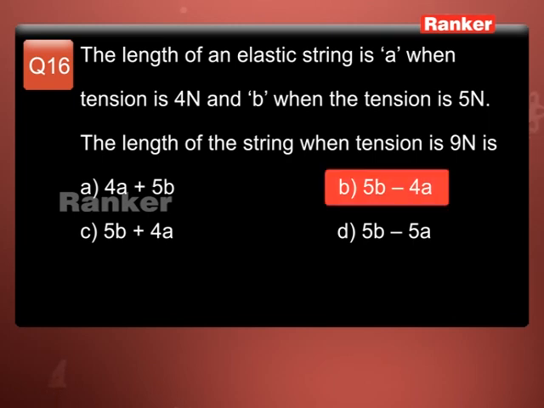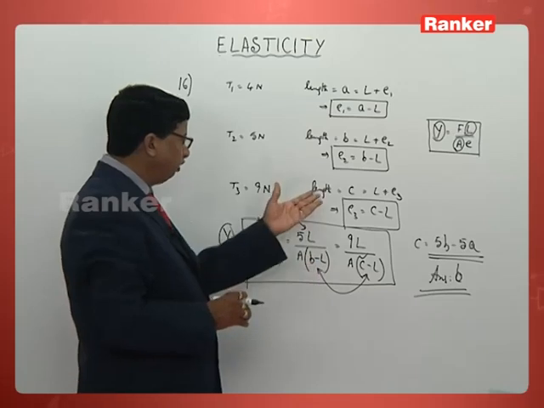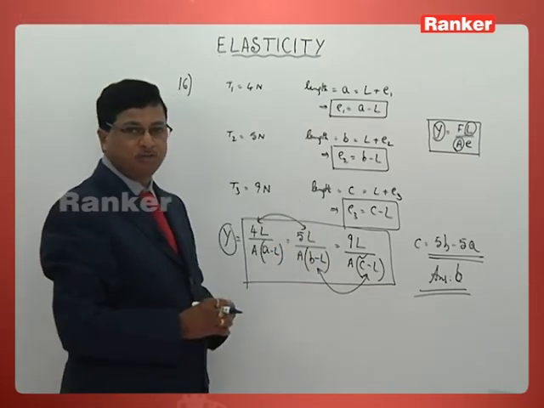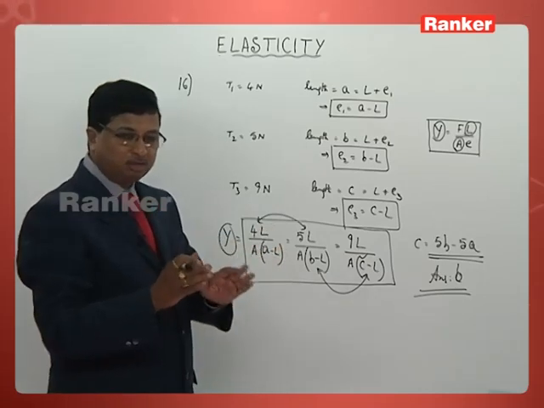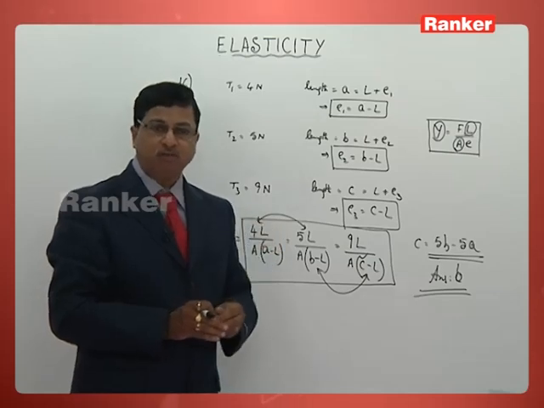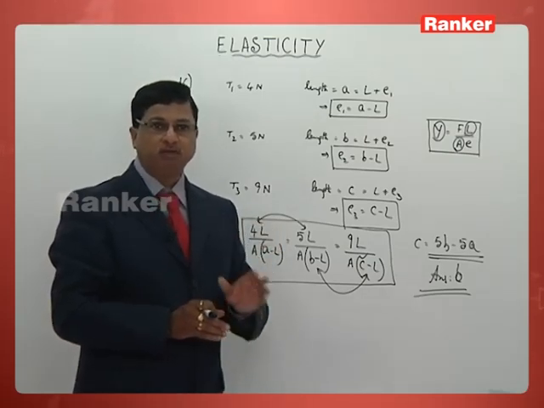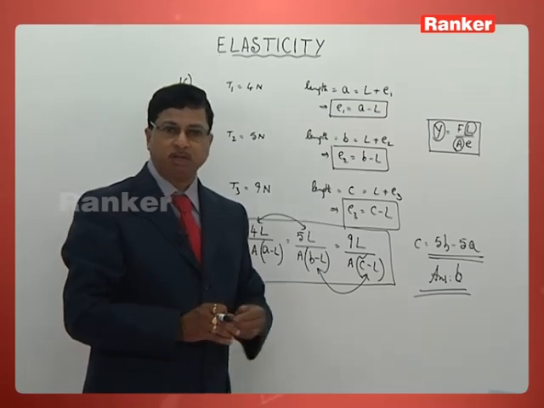All of you just remember this methodology, and this is also one of the very commonly asked models. One thing you should understand: A is the length, which means original length plus the elongation produced at that particular juncture when the tension created is 5 Newton. That is the concept we have to take. That is problem number 16.